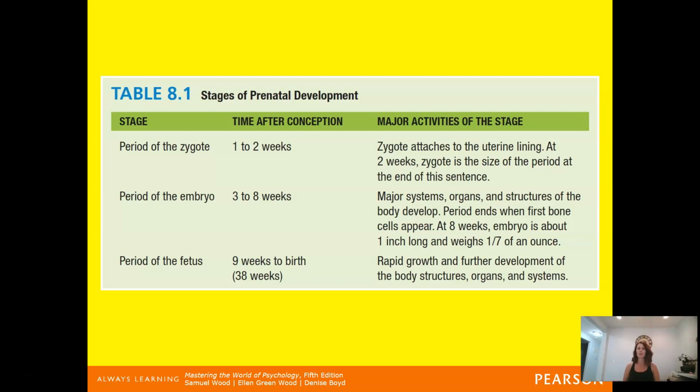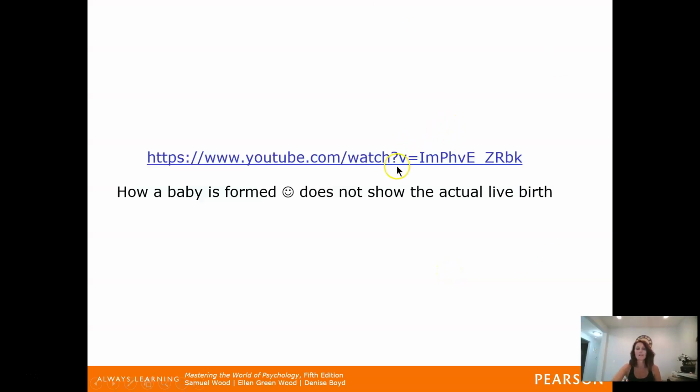And then you have your period of the fetus. This is 9 weeks to 38 weeks, or whenever you deliver. This is a stage of rapid, crazy growth. This is when the baby actually develops into a human and no longer a baby gummy dinosaur. So this is how a baby is formed. It does not show an actual birth. I have actual births that I can show you guys, and it's pretty fascinating. So here we go with this one.